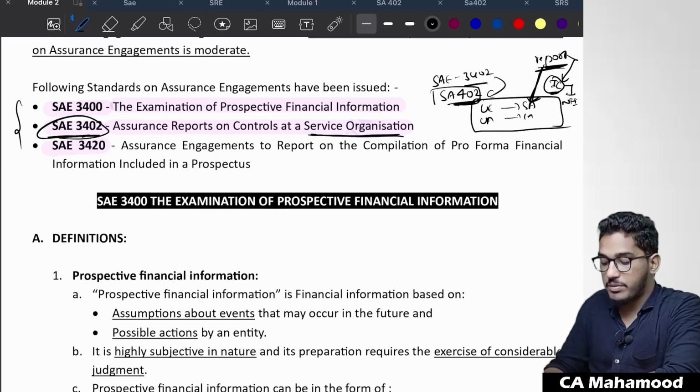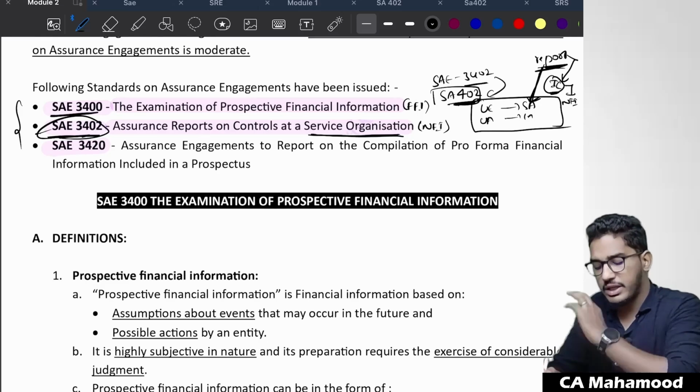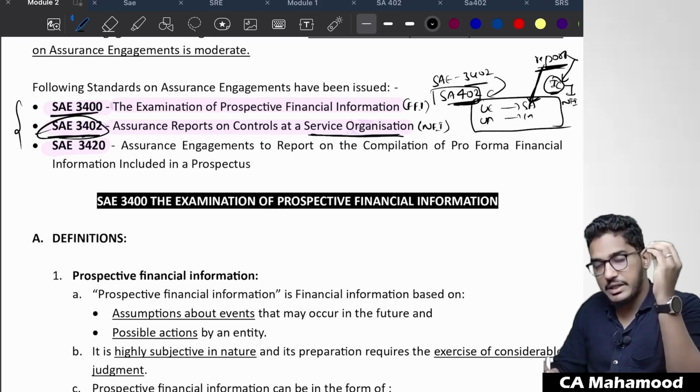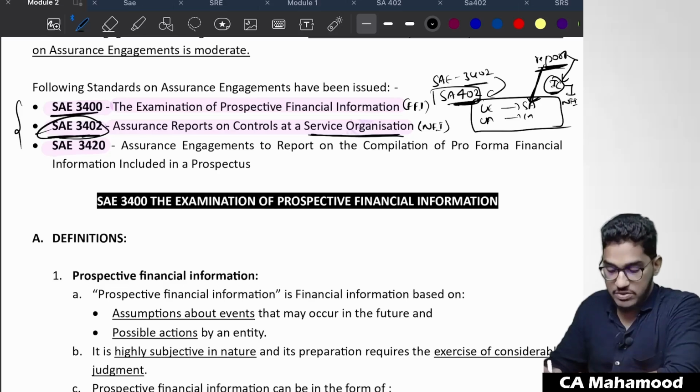First of all, why does this come under assurance services? Because it is work related to non-financial information. Whereas SAE 3400 is financial information only, but it is future financial information. So we'll talk about it in a detailed manner. When I take up SAE 3402, I will explain to you once again in a detailed manner what exactly is the nature of this engagement.